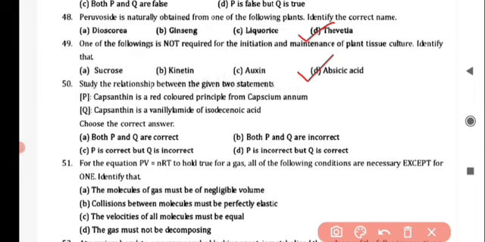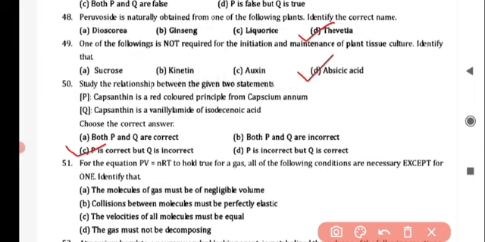abscisic acid. Next question is study the relationship between the given two statements. P is capsanthin is a red colored principle from Capsicum annuum, and Q is capsanthin is a vanillyl amide of isodecanoic acid. Now choose the correct answer, and the correct answer is option C, that is P is correct while Q is incorrect.